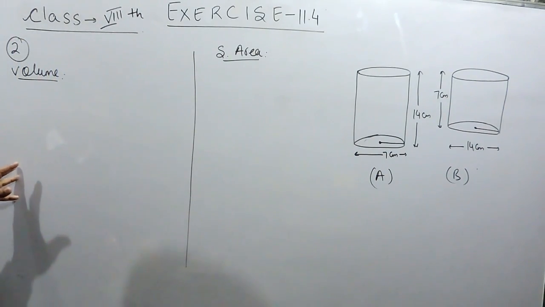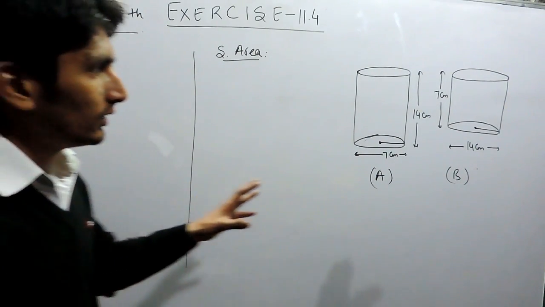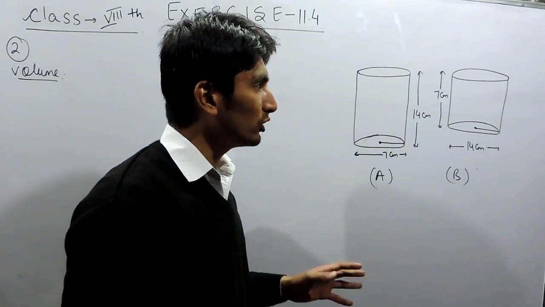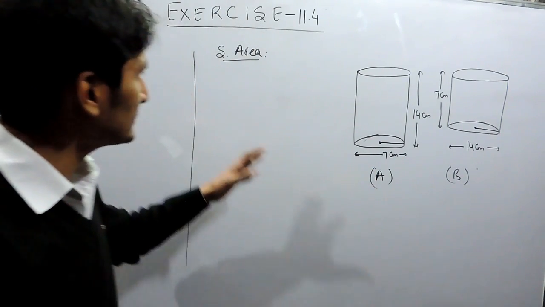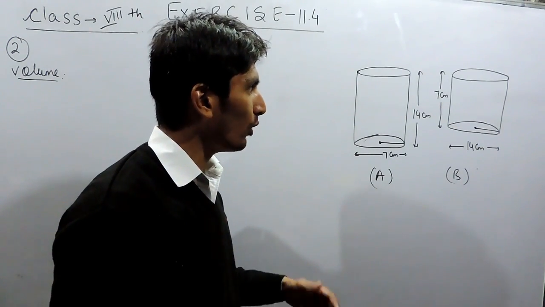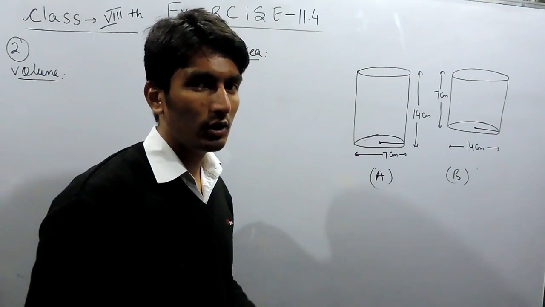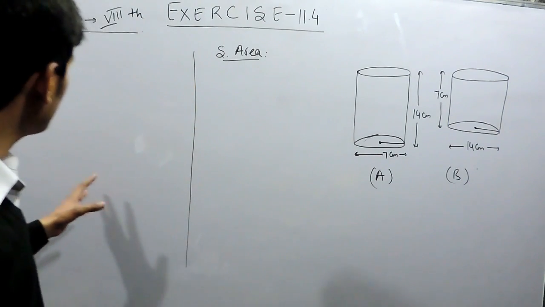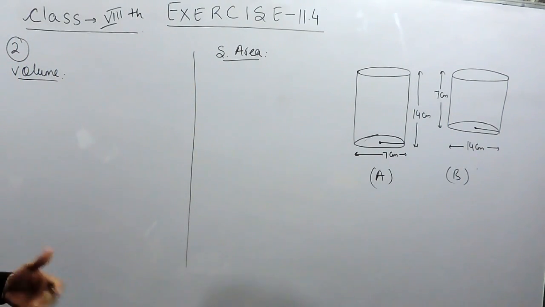First of all you have to find the cylinder whose volume is greater, and in the second case you have to check whether the cylinder having greater volume also has greater surface area or not. So first of all you have to find its volume, means the cylinder having greater volume.